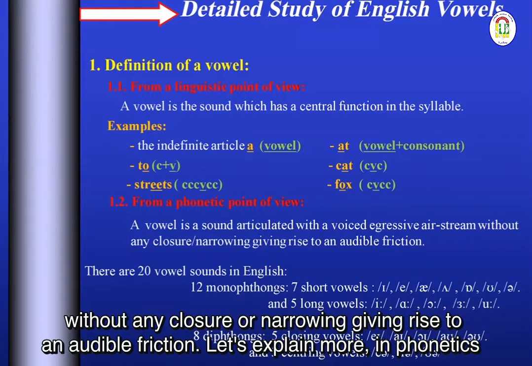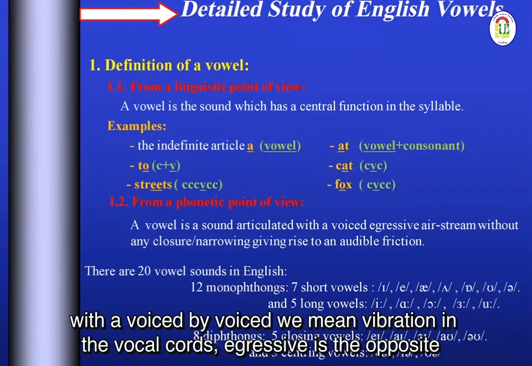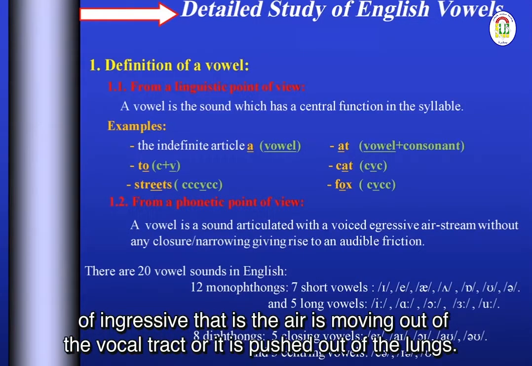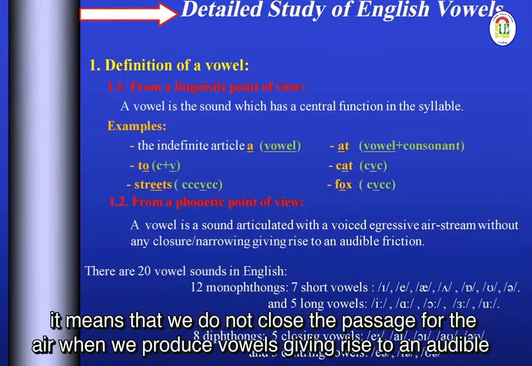Now, from a phonetic point of view, a vowel is a sound articulated with a voiced egressive airstream without any closure or narrowing, giving rise to inaudible friction. Let's explain more. In phonetics, we deal with sounds, not letters, so a vowel is considered a kind of sound. It is produced with voice. By voiced, we mean vibration in the vocal cords. Egressive is the opposite of ingressive, that is, the air is moving out of the vocal tract, or it is pushed out of the lungs. Airstream, that is, we produce vowels using air in the vocal tract without any closure or narrowing. It means that we do not close the passage for the air when we produce vowels.